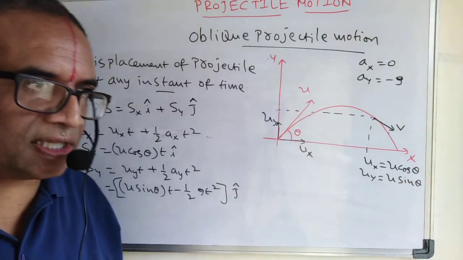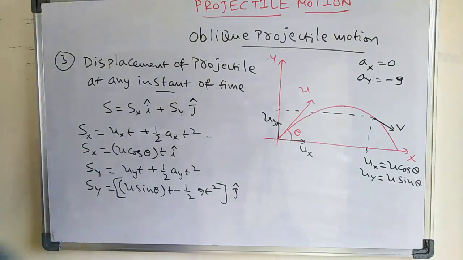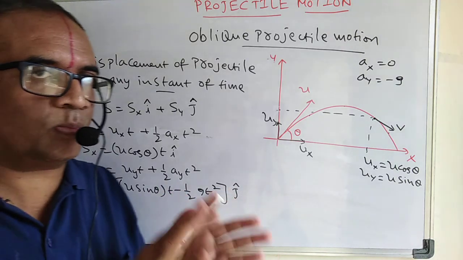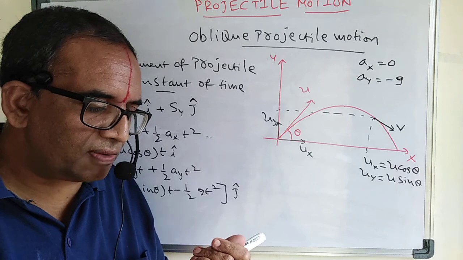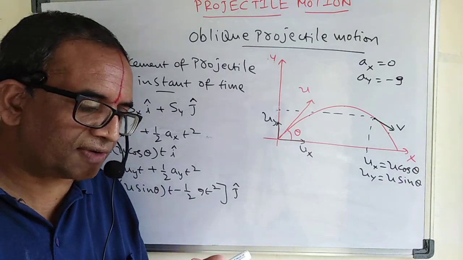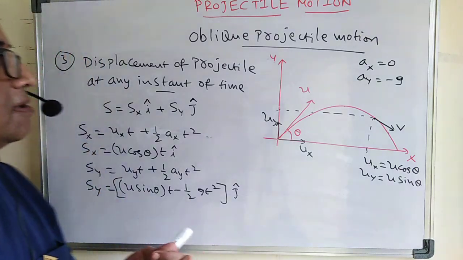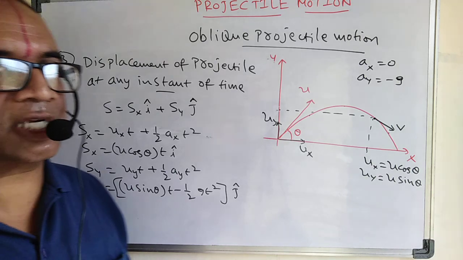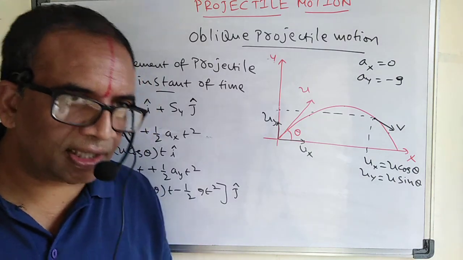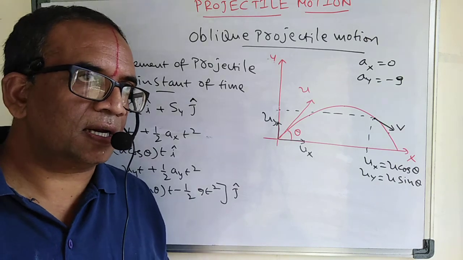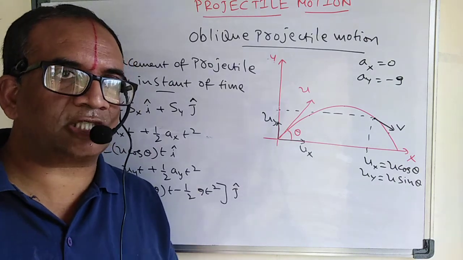In oblique projectile motion, I have said three important points: the initial velocity, the velocity of the projectile at any instant of time, and the displacement of the projectile at any instant of time. In the next class I am going to discuss the equation of motion and also the range, time of flight and the maximum height.